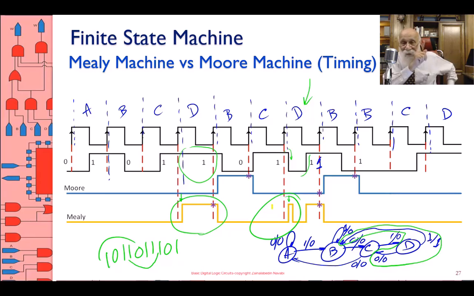I don't even consider that. I don't even look at it. Because that's not coinciding with the active edge of the clock. The only 2 1s on the Mealy output that coincide with the active edge of the clock, which is the rising edge in this particular case, are in these 2 places. Okay?